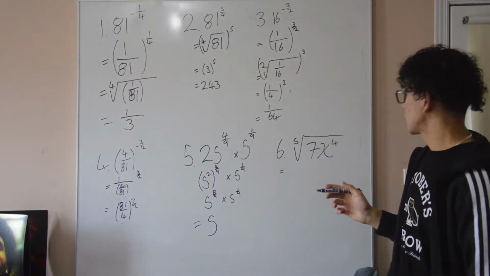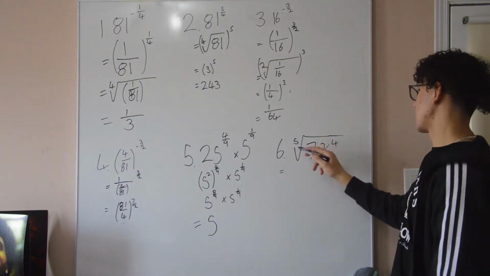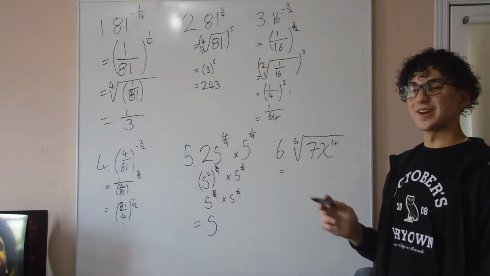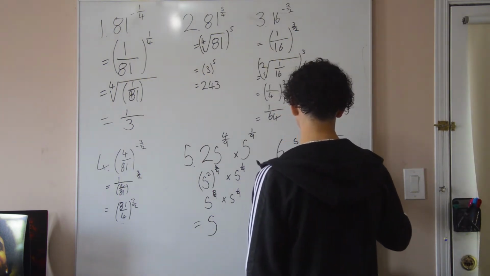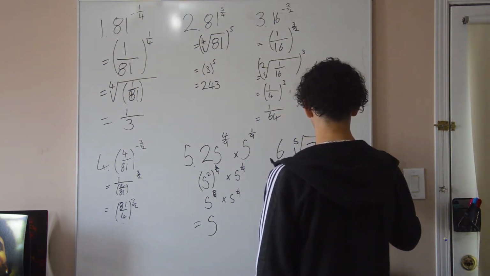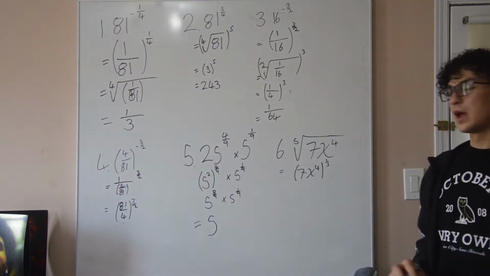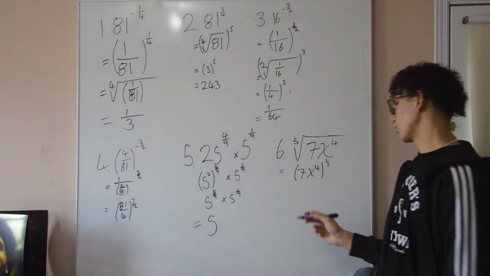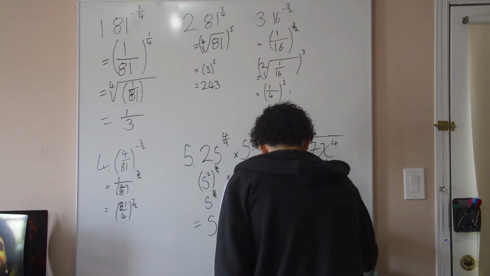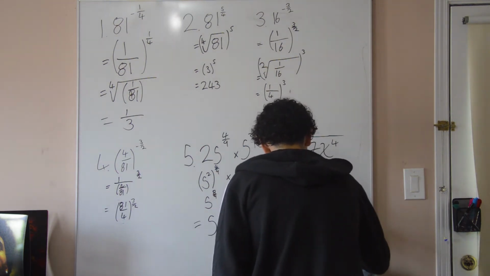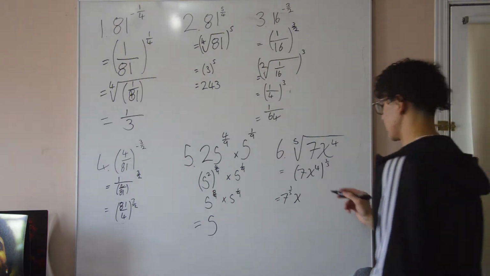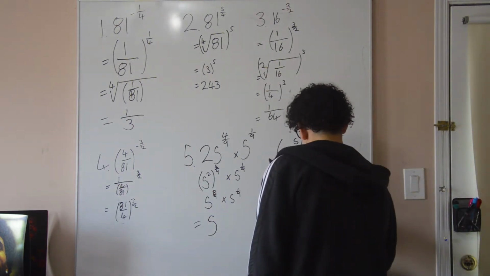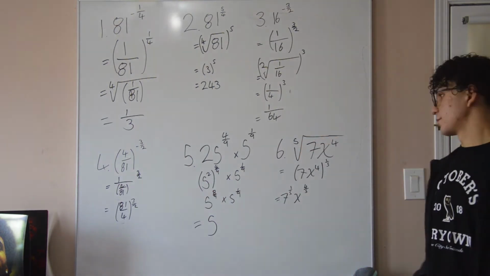This one right here. We see that it's the root of 5. So we just want to change this 7x to the 4 to the power of 1 over 5. And now we just want to run that exponent through. So this becomes 7 to the 1 over 5, and then x, well, 4 times 1 over 5 is 4 over 5. And that is our final answer.